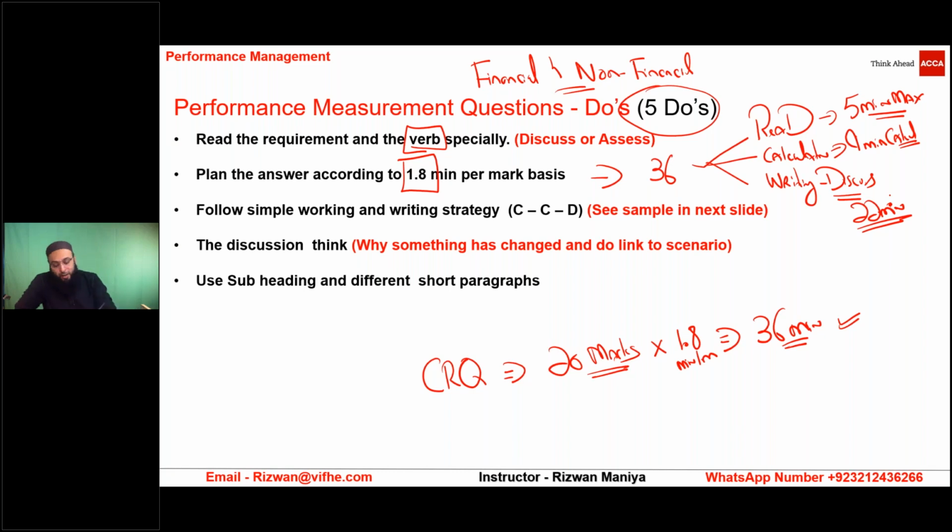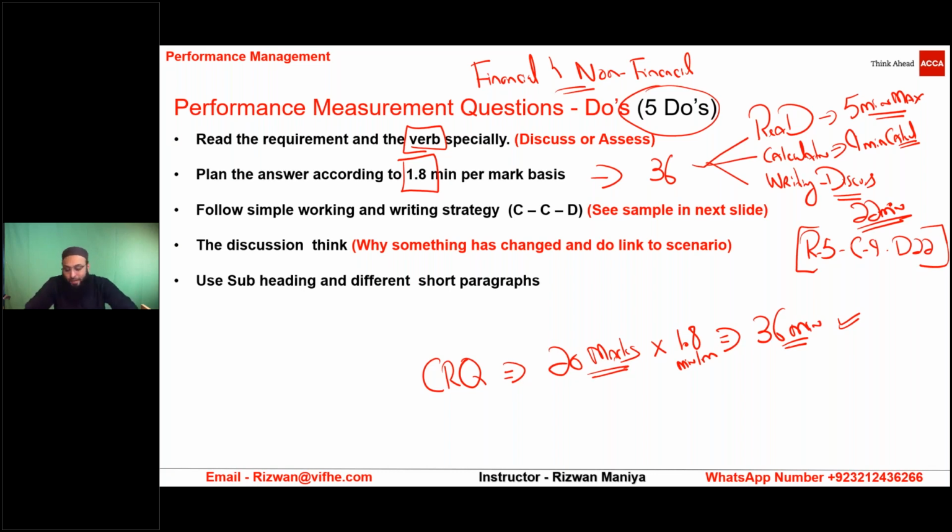So what is the strategy? The strategy is quite simple. Let's sum it up. Reading 5 minutes. Calculation maximum 9 minutes. Discussion maximum 22 minutes. So that's total 36 minutes for you. Now, if you save time in reading and calculation, the time for discussion will increase. And the more time you give yourself for discussion, that's good for you. Got it? Right. Perfect. Moving on.